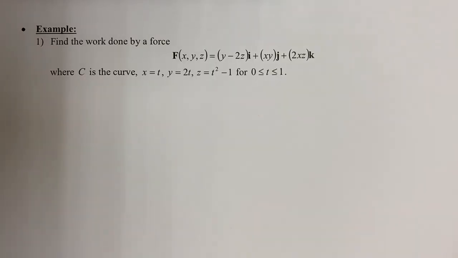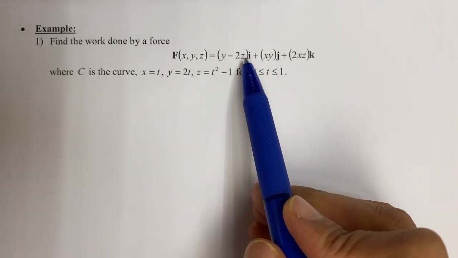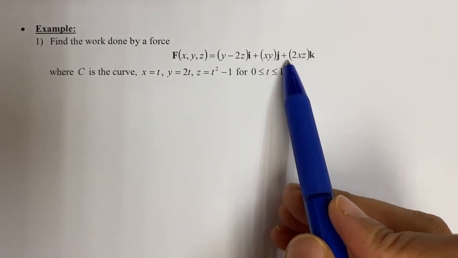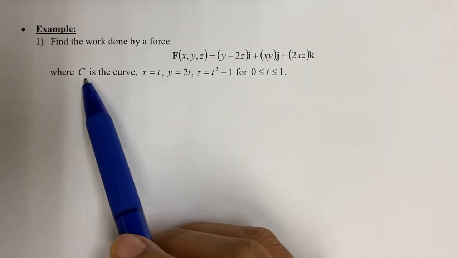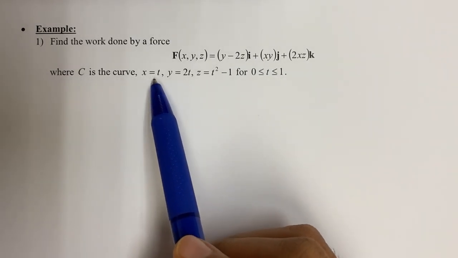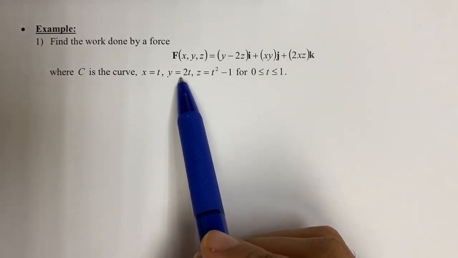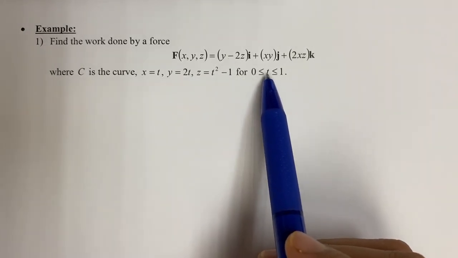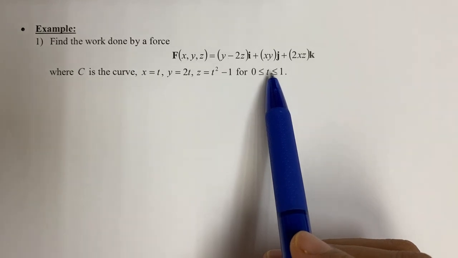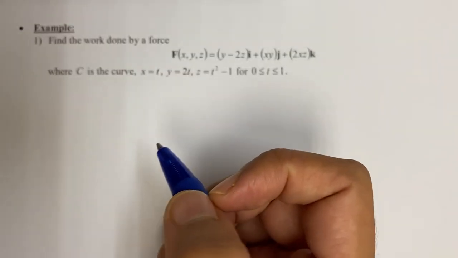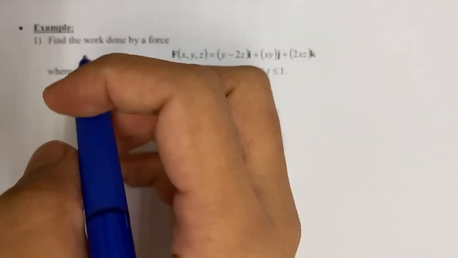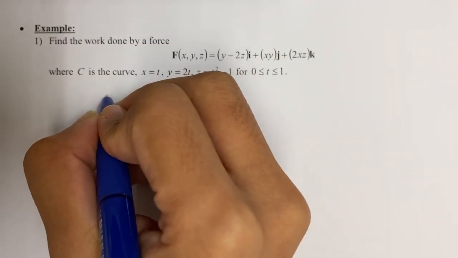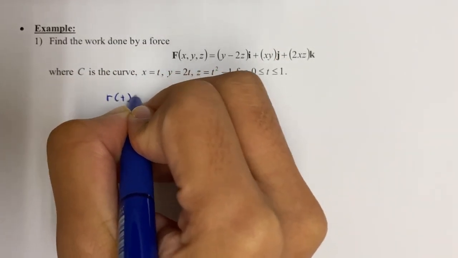One example: find the work done by the force F(x,y,z) equal to (y minus 2z)i plus xy j plus 2xz k, where C is the curve x equal to t, y equal to 2t, and z equal to t square minus 1, for t from 0 to 1. To find the work done, you need to start by finding what is your r(t).